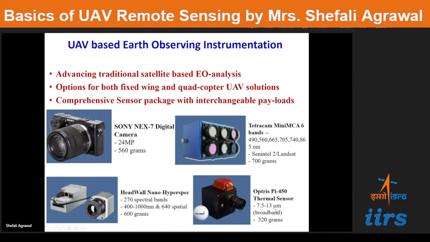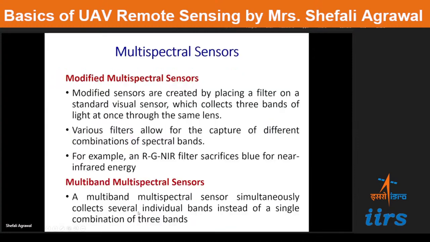Though it's a broadband, it provides you temperature variations. Then the hyperspectral sensor is just 600 grams, but this 600 gram hyperspectral is only in the visible region. The moment you add the SWIR band, the weight of the hyperspectral sensors increases. So if you are measuring only in the visible region, up to 1000 grams, then you get the hyperspectral sensor in the range of 700, 800 maximum grams.